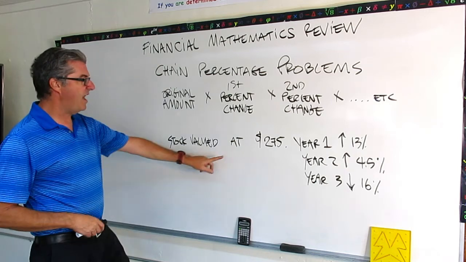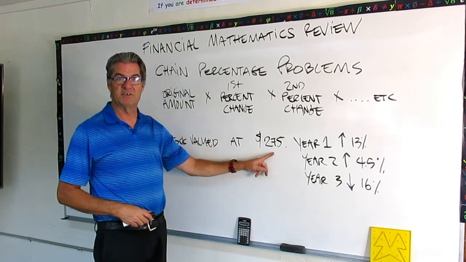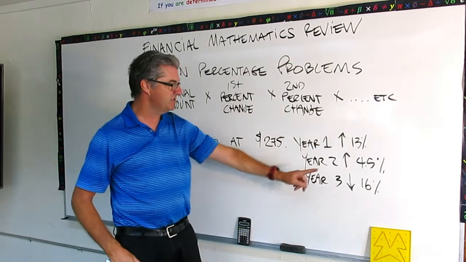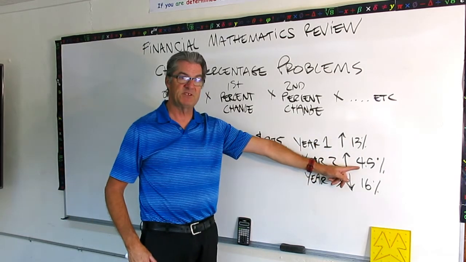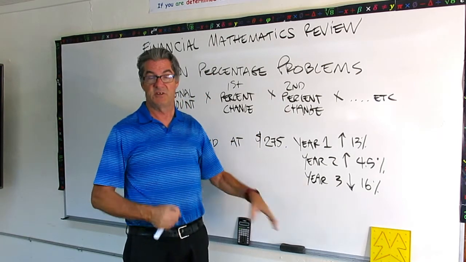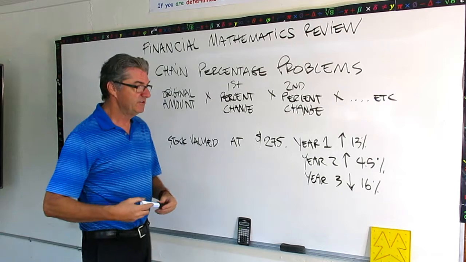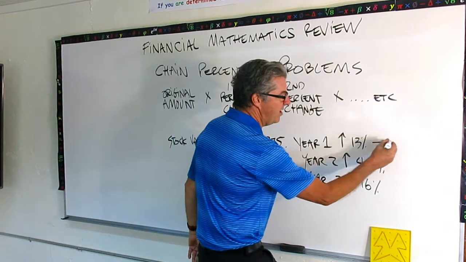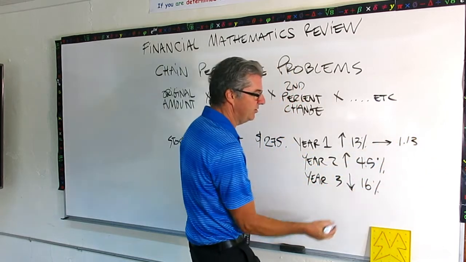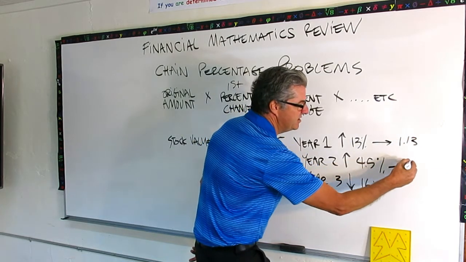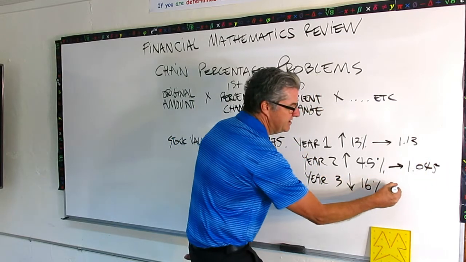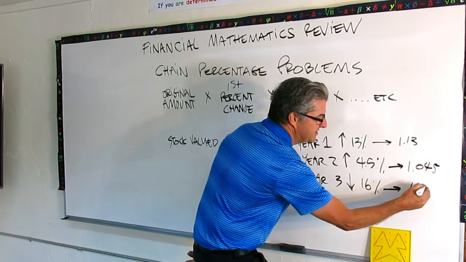Here's a stock that's valued at $275. Now I'm giving you what happens. Year 1 goes up by 13%, year 2 it goes up by 4.5%. So we're great, it's going up. Year 3 it went down by 16%. So let's see what happens to that stock. Our multipliers, I'm just going to skip all the intermediate steps. 13% is 1.13, that's the multiplier. 4.5% is 1.045, that's that multiplier.